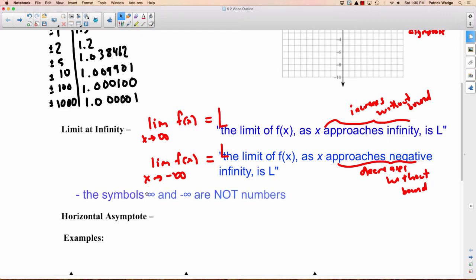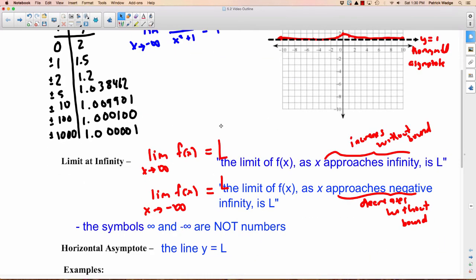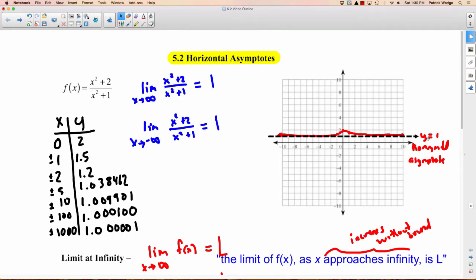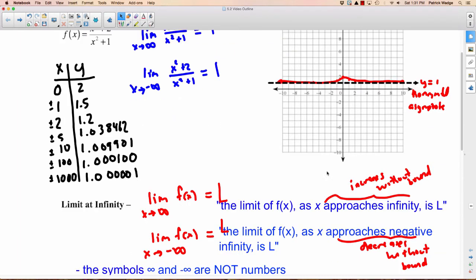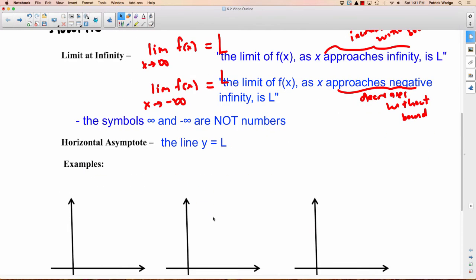What else did I want to say about that? The symbols infinity and negative infinity are not numbers. I tried to hammer that into your head last day, and I'll do it again today. They're not numbers. Okay, so the horizontal asymptote, as we saw here, is the line y equals L, right? Up here, our L value was 1, and we said the asymptote was at y equals 1, or y equals L, just like we've said here. The horizontal asymptote will be the line y equals L.